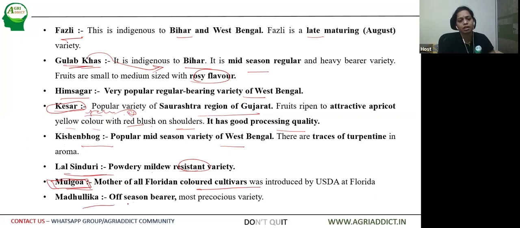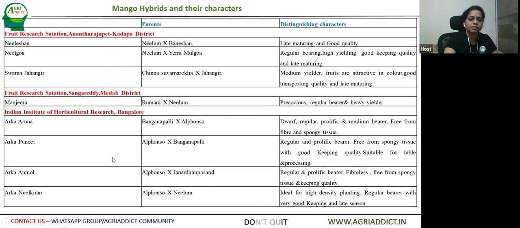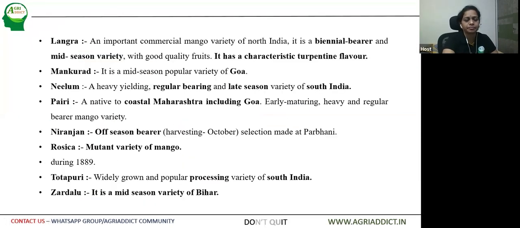Then Mallika, it is an off-season bearer. You have to remember that, and it is early precocious, so it is early bearing. Then comes Langra. The term Langra, you know that it has a different shape. So altogether you have to remember like this. Then it is a biennial bearer, shy bearer, mid-season variety with turpentine flavor. This you have to remember.